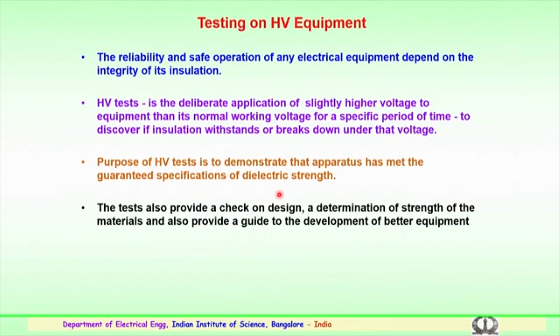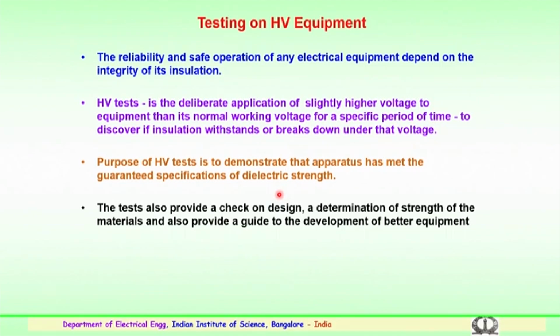To verify this in the laboratory, for reliability and safe operation, high voltage testings are carried out. It is mainly to see a deliberate application of a slightly higher voltage to the equipment than its normal working voltage for a specific period of time. High voltage tests are conducted intentionally. These values are generally specified by several high voltage standards, and this tells us whether the insulation withstands or breaks down during this testing.